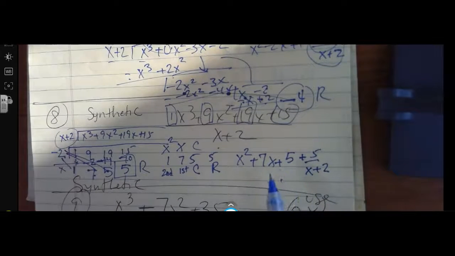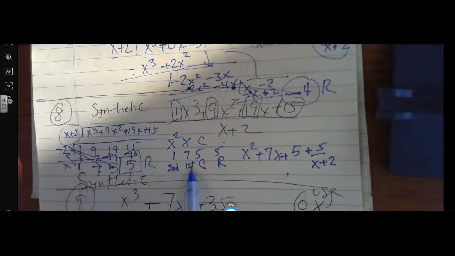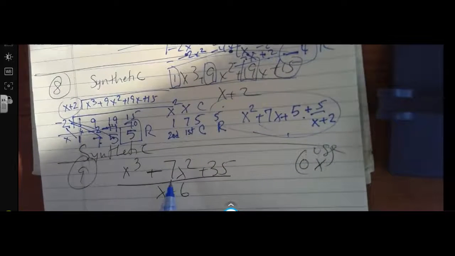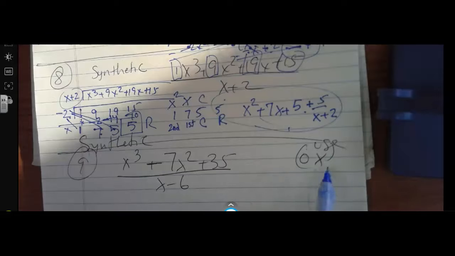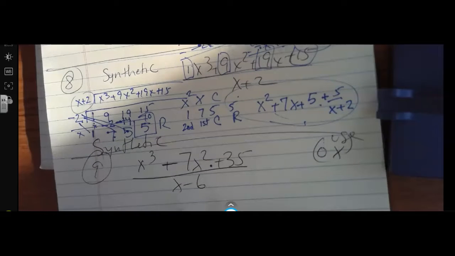So that's the way we write it. That's the way we translate our digits in the bottom to our full answer right here. So let's try synthetic here. Remember, we have no x term here, so we have to represent that with our synthetic division.